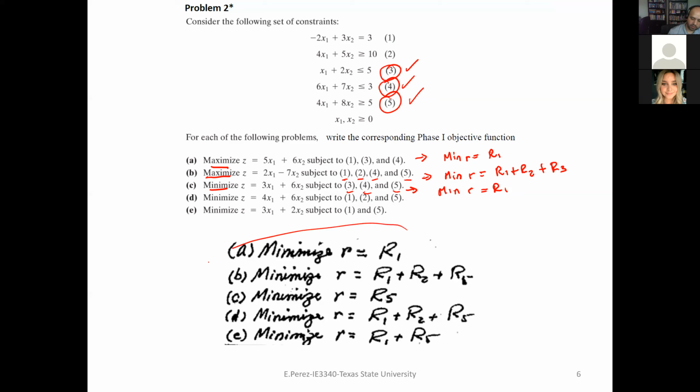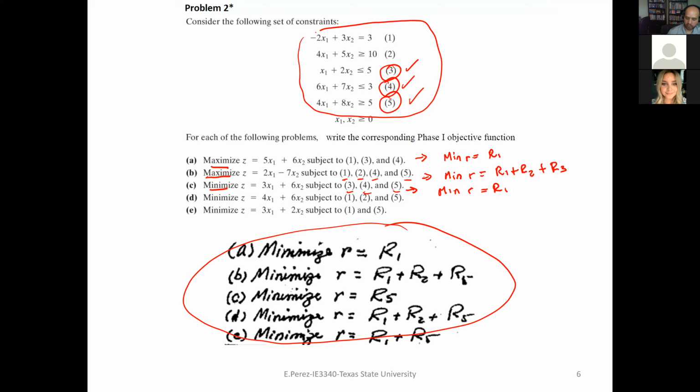So if you look at the solution, maybe the number, like here we have R1, R2, and R5. So the solution is using the number of the constraint to name the artificial variable. You don't necessarily have to use that naming process. As long as you can identify the number of artificial variables and you name them differently, then that will be enough. So I hope this makes sense. Any questions?